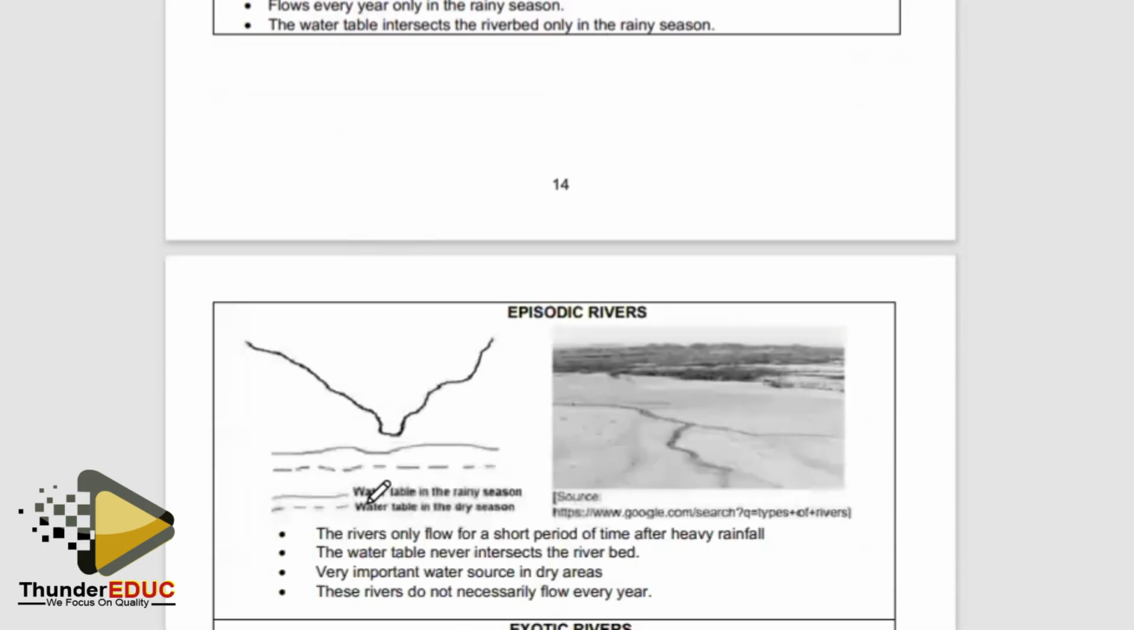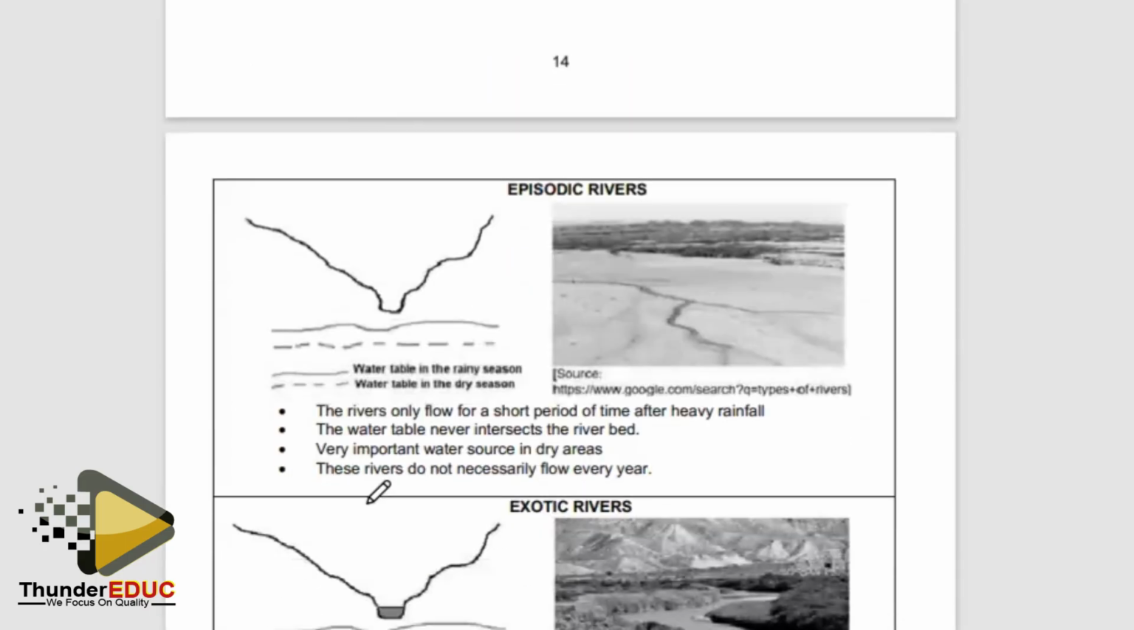Then we move on to episodic. An episode is basically a short period of time. So it's not a season, it's just a very short period of time. We have rivers that flow after every rainfall. For example, rivers in the arid areas or desert areas, we have incidents of what we call flash floods, where we can experience very high amounts of rainfall in the dry area. Those rivers tend to flow when the heavy rainfall has just been received.